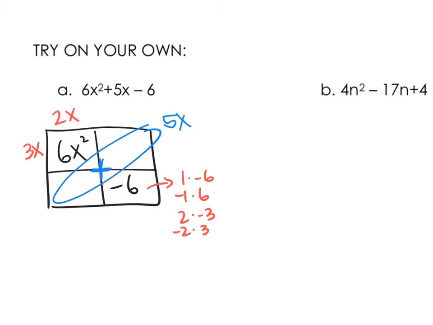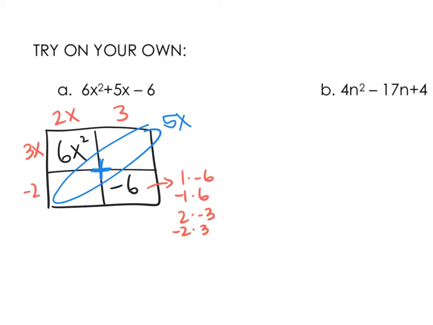And 3 times 2x is going to be 6x. Well, those would add to be 0, so that's not helpful. But let's see if I switch these two around and put the -2 here and the +3 there. And let's see if that does the trick.